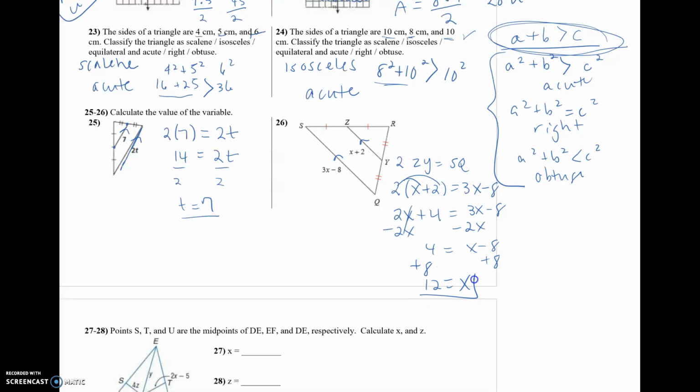All right, and if you want to check this one to see if you're correct, I could just plug that back in. Well, 12 plus 2, so x plus 2, if I plug in 12 for x, I get 14. If I plug 12 in for 3x minus 8, 3 times 12 minus 8, well, 3 times 12 is, what, 36? And 36 minus 8 is 28. And I know that SQ should be twice ZY. 14 times 2 is 28, so I know I did that correctly.